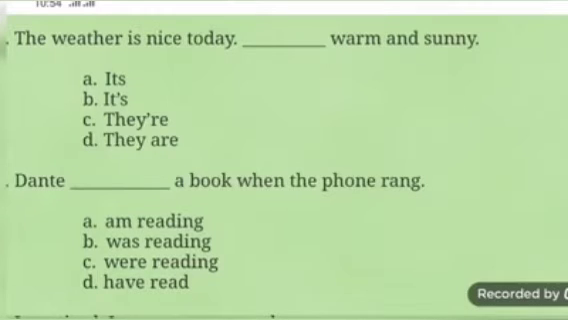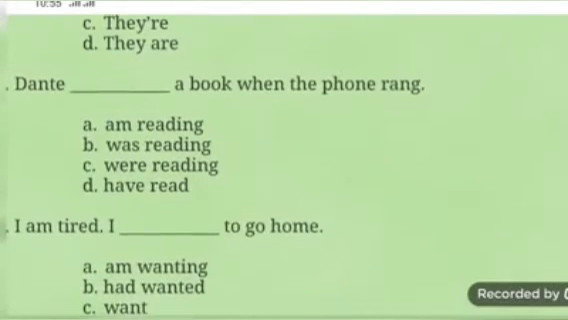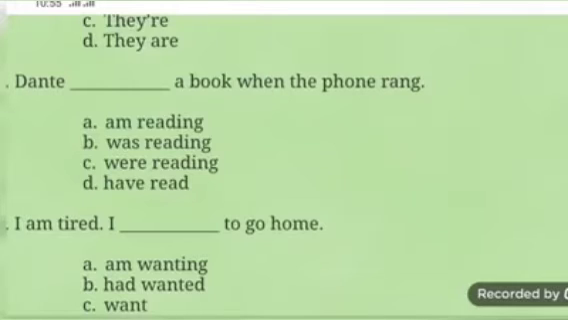Because it's like when he was reading a book, the phone rang. So it's just a short period. The ringing of the phone was just a short time while he was doing the reading. Okay, so you would say Dante was reading a book when the phone rang. Why was reading? Because it's in the past form. The phone rang. Okay, there you go. Next one. The longer action always takes the ing form, and the shorter one takes the past form.